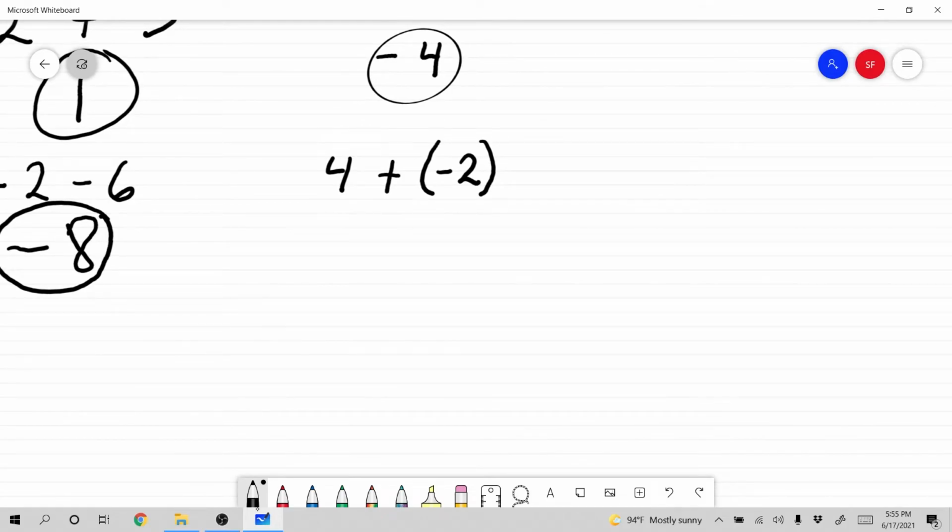So the signs are different. Difference. Difference is subtraction, right? So 4 minus 2 is 2. We keep the bigger sign. Bigger number is 4. It's positive. So our answer is positive.